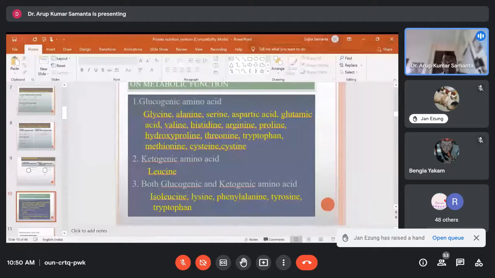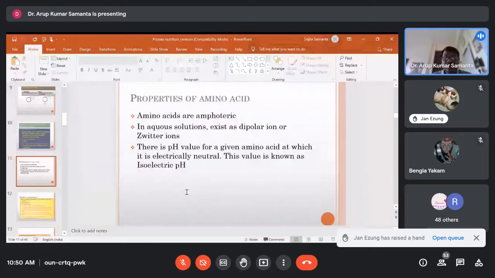Then the question is asked, what is isoelectric pH? Isoelectric pH is the pH value for a given amino acid at which it is electrically neutral. That is known as isoelectric pH.